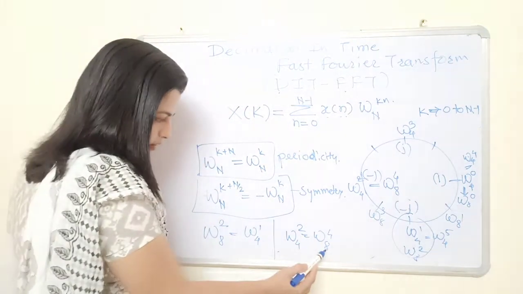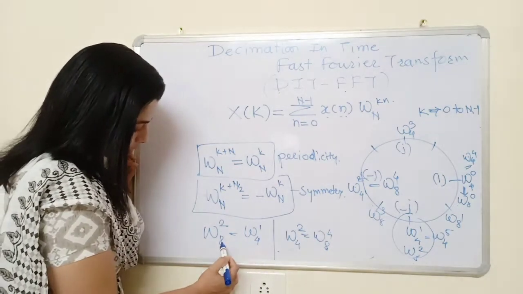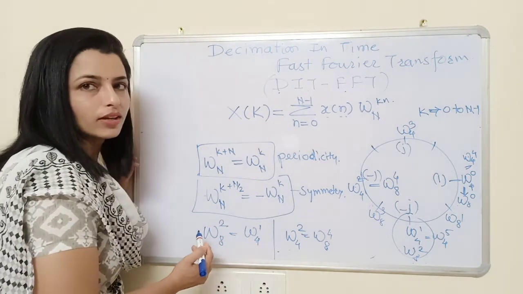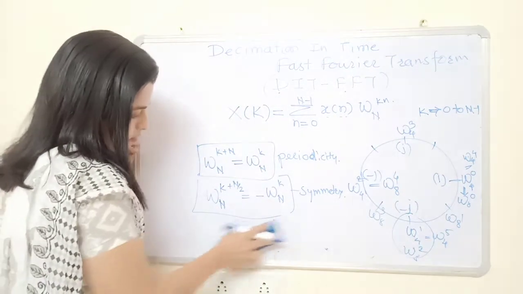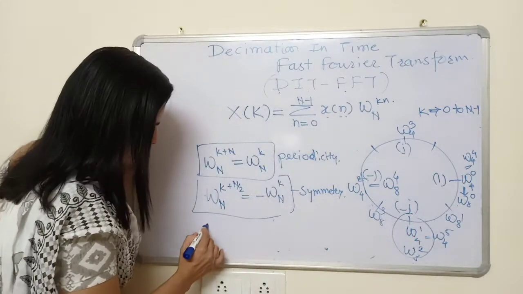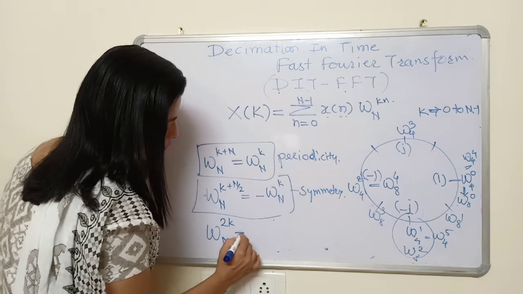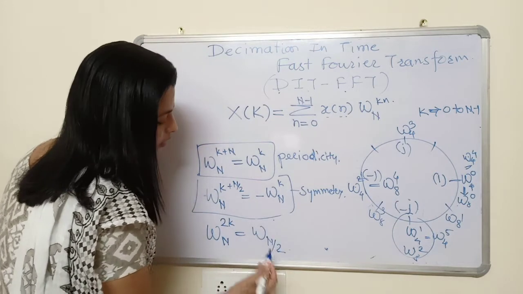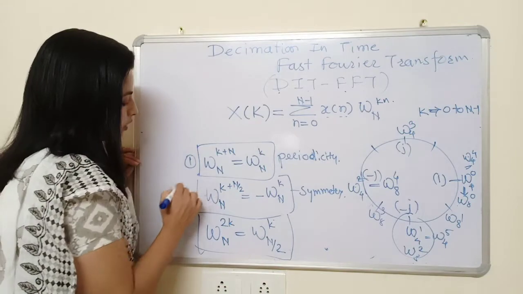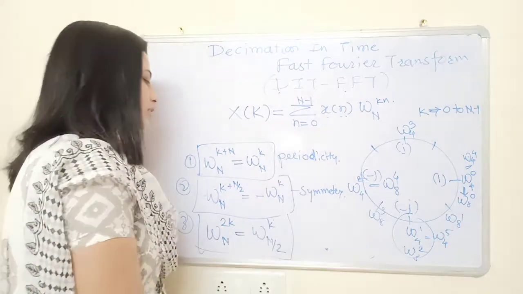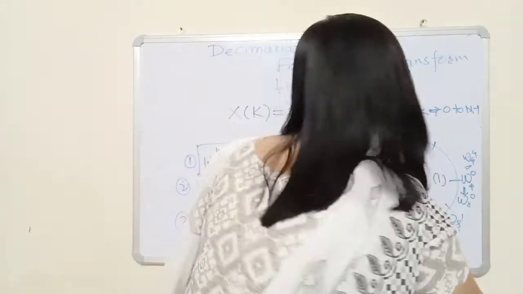So you can observe that if this is halved, then this is also halved. Okay, if this is doubled, then this is also doubled. So we can write this in general terms like this: omega n raised to 2k is equal to omega n by 2 raised to k. If you divide this, this will also be divided. Okay, so these three are very important properties. First is periodicity, then symmetry property, and this third one. Okay, so we'll start with the algorithm.